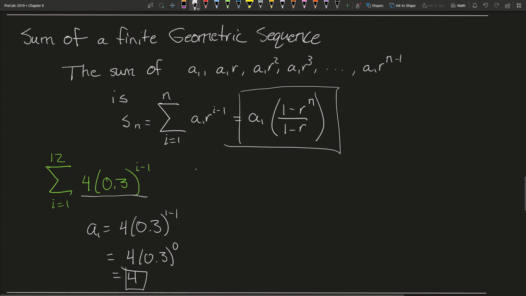And I want to just highlight something real quick. Your first term isn't necessarily always a 1. It's whatever this index starts at. So if that was i is equal to 3, our first term would really be a 3. In this case, it is the first term in the sequence, so you just plug in 1.